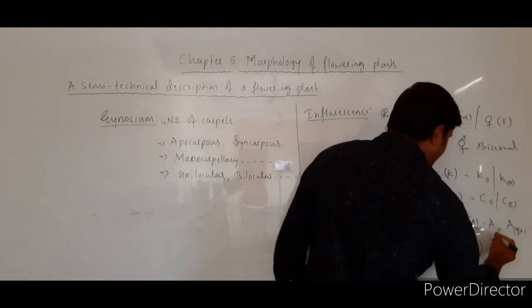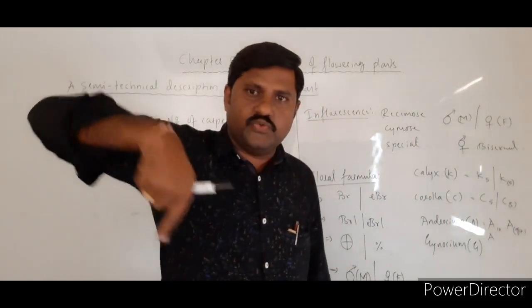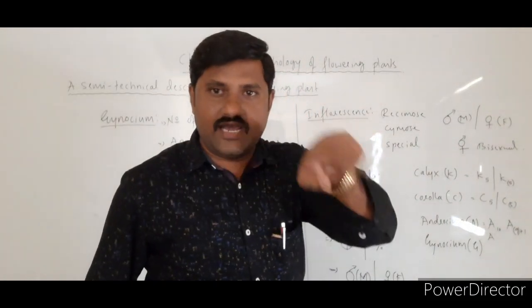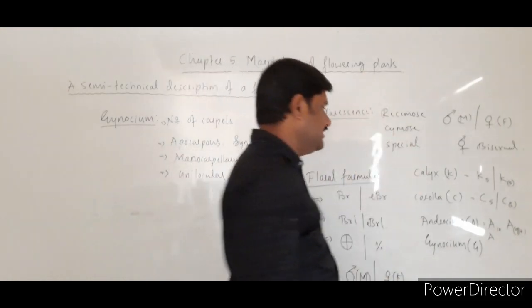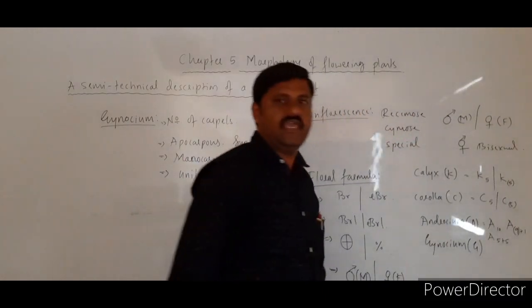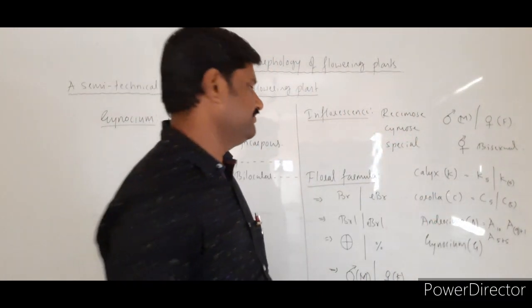Apart from this one, sometimes what happens? Here the Androecium is in 2 whorls. 5 stamens are there, lying in 2 whorls, then it is indicated by A5 plus 5. It is indicated like this.